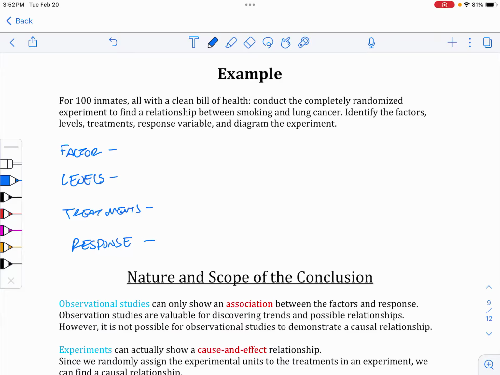What is the general category that I'm doing to these inmates? Those who are smoking versus those who are not smoking. That's the levels, and this is what I was talking about. Technically we have 2 levels, smoking and non-smoking.